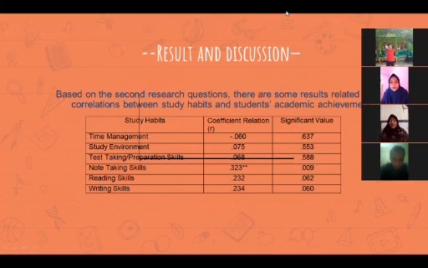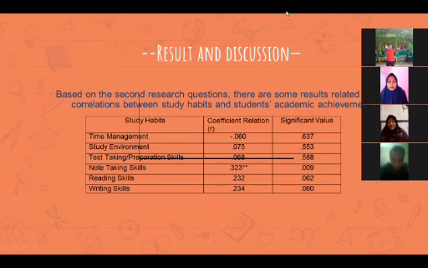But as a whole, we can see the only element that has the double asterisk symbol is the note-taking skill, which has a coefficient of 0.323, and the significance value was 0.009.